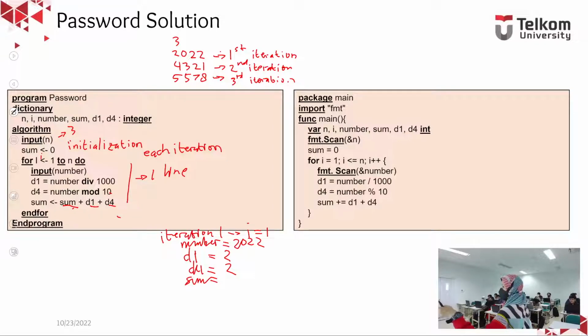Plus the previous value of sum. What is the previous value of sum before iteration? 0, the initialization. So 0 plus 2 plus 2 equals 4. Okay, this is the first iteration. Next, the second iteration.